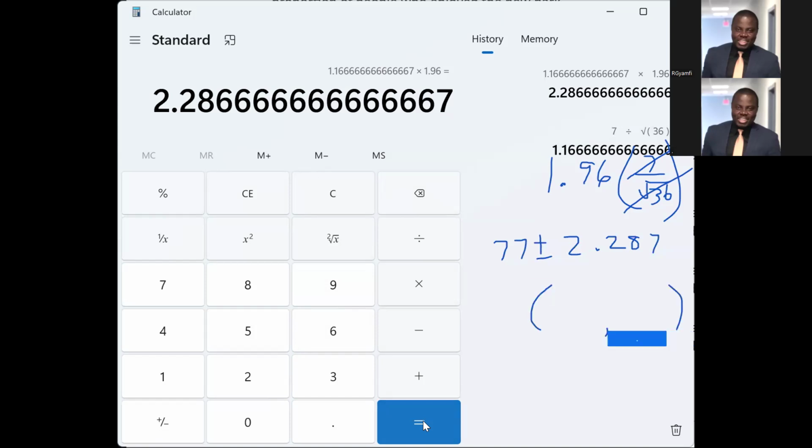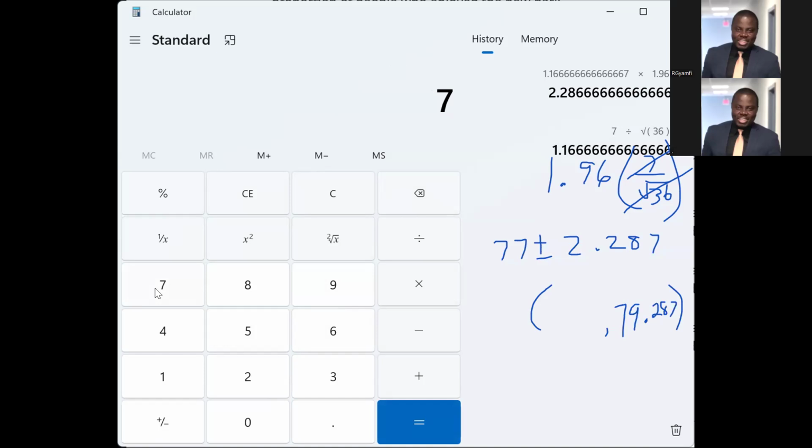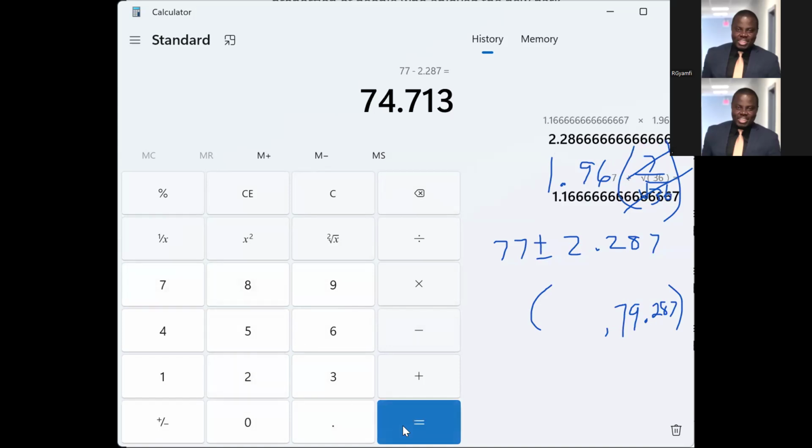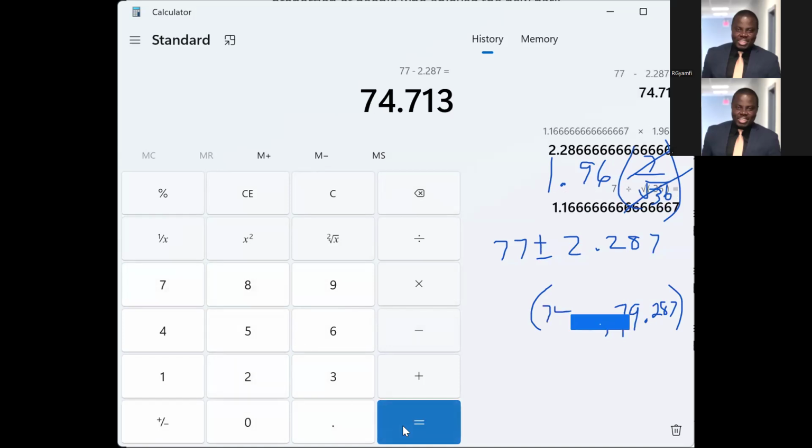Then my two numbers, the upper is going to be 79.287, and the lower is going to be 74.713. And that is it for my confidence interval for the mean for problem 6.